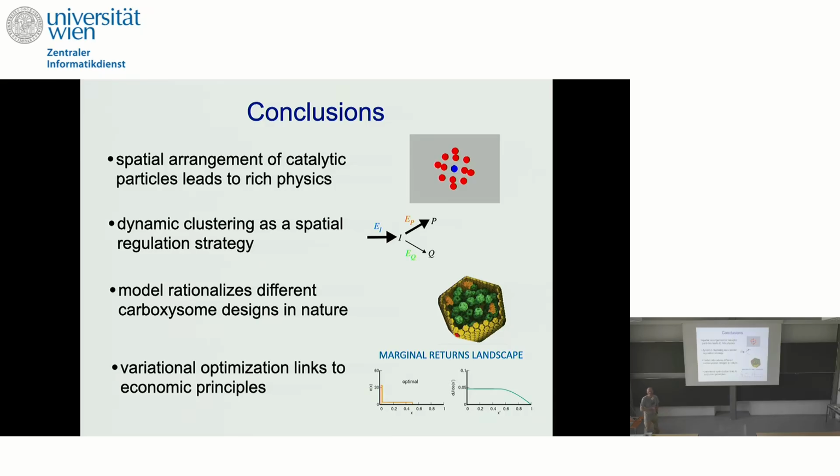Okay. So to conclude, it's sort of an element of biology that enriches physics, I would say. Biology can use dynamic clustering as a regulation strategy, something I didn't talk about. Then you have real carboxysomes that have different properties in nature. You can understand some of that using this model. And the problem can also be treated analytically using variational calculus, which might not surprise you, and the nice thing is that this links to economic principles.